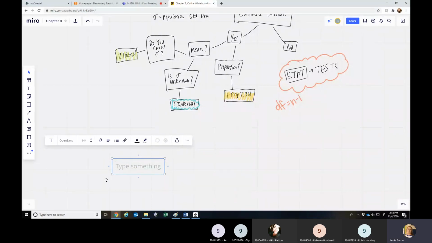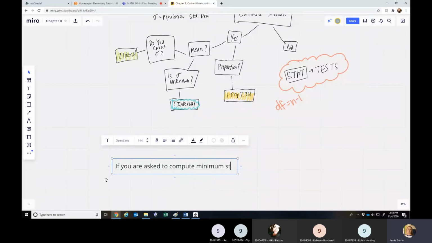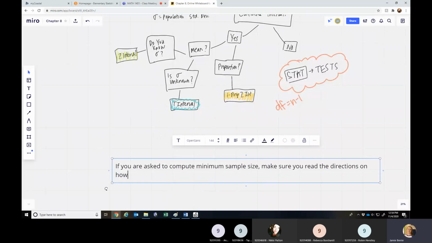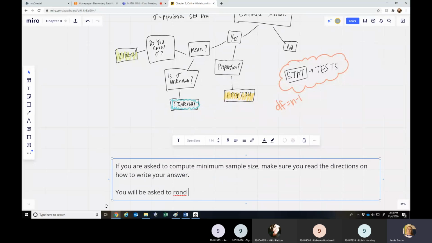All right, pay close attention to what I'm about to tell you, because there's going to be 2 problems like this on the quiz, and I do not want you to get them wrong because of a very simple mistake. If you are asked to compute the minimum sample size, make sure you read the directions on how to write your answer. You will be asked to round your answer up to the next integer.